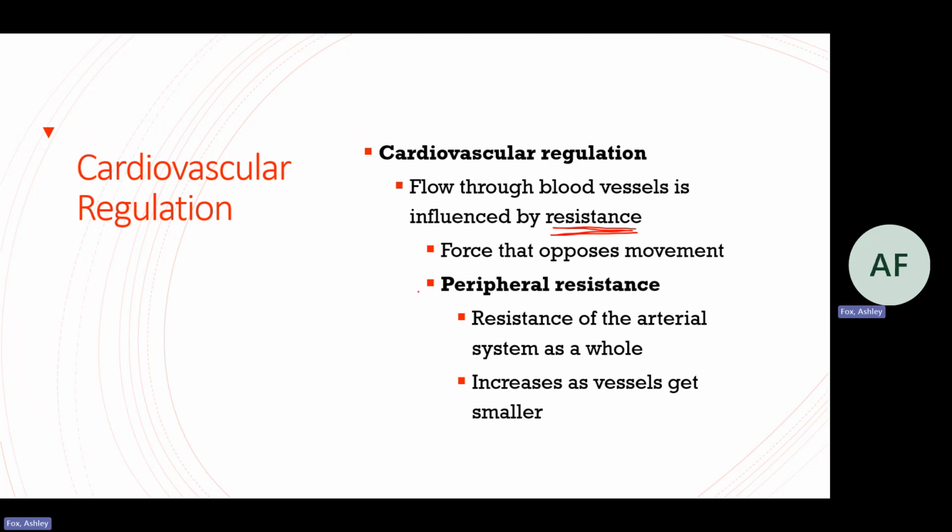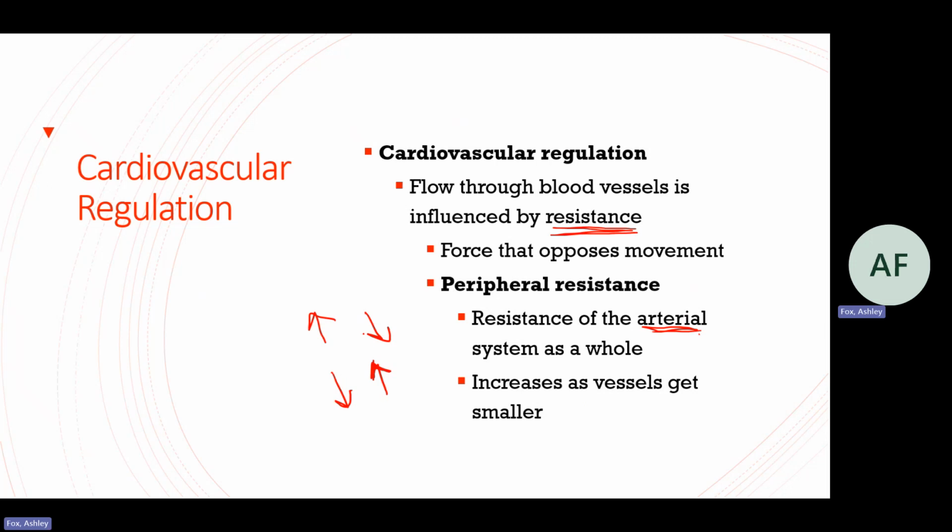Resistance as a whole is looking more at the arterial side. You can see that it's opposing movement. If you have increased peripheral resistance, you'll have decreased blood flow. There's more stopping it and slowing it down. If you have decreased peripheral resistance, then you're going to have increased flow, because there's less stopping it, less slowing it down.